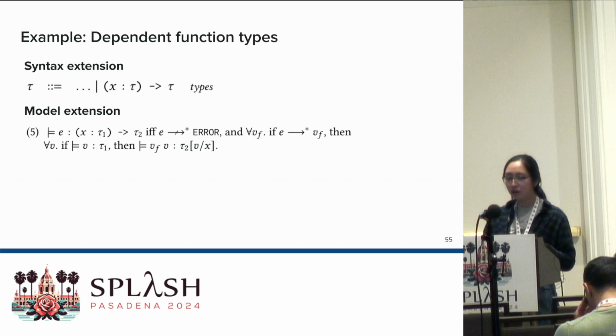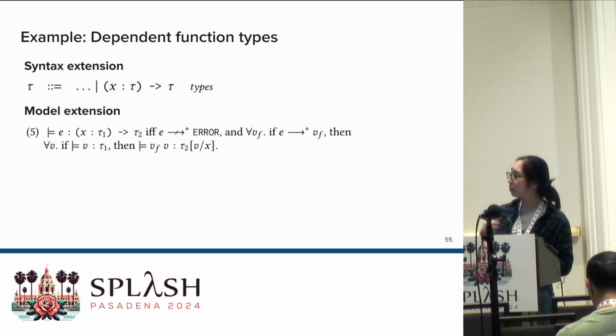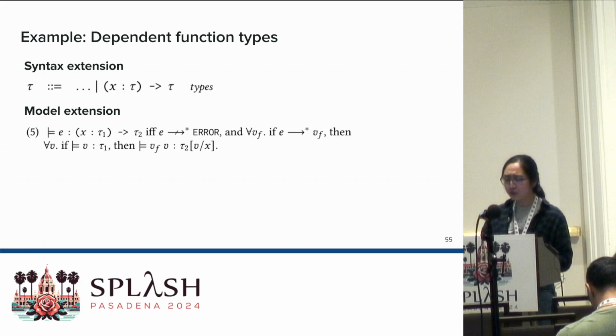As an example, I'll demonstrate how we can extend our language with dependent function types. The syntax here is pretty standard. The model definition is provided as well, which again is pretty standard. It is similar to the normal function definition, with the only difference being that we need to substitute the argument into the output type when checking the application result.